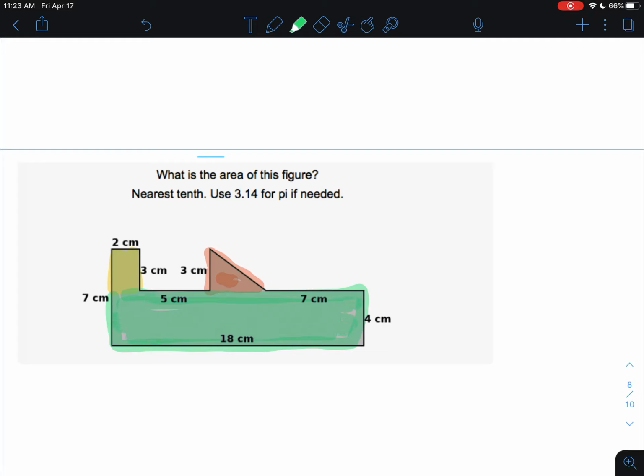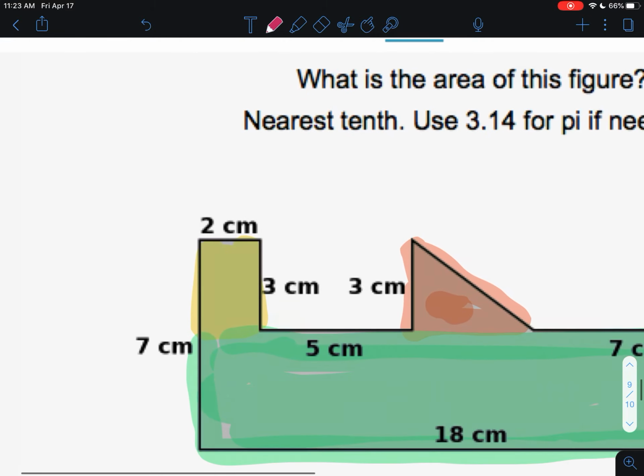Okay, so now finding the area of this little yellow area here, it's a rectangle, so area is equal to base times height. And that would be 2 times 3. So the area for the little yellow section is 6 centimeters squared.